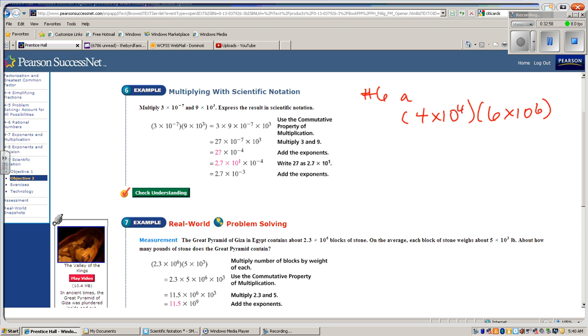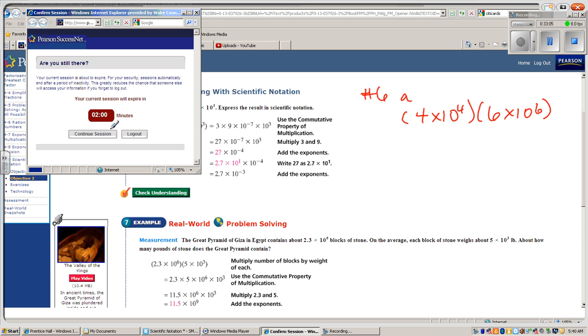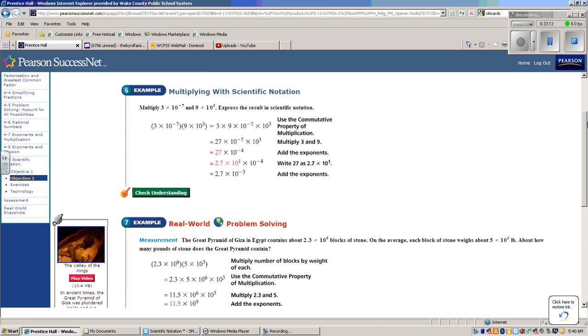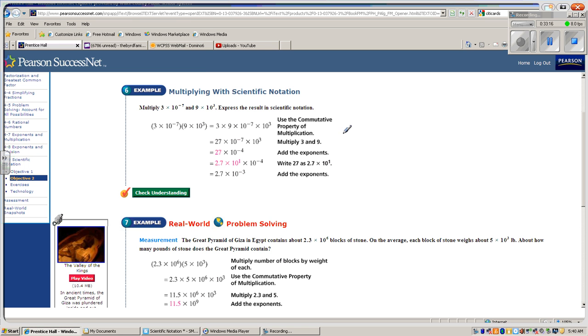Okay, so we're going to start off by using the commutative property of multiplication, which states that we can rearrange these numbers in any way and it would still be the same problem.